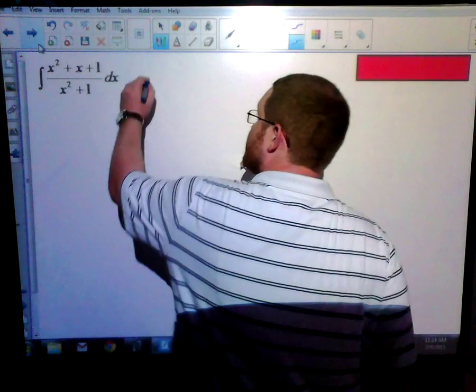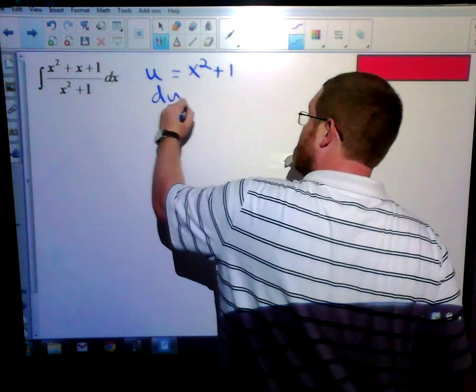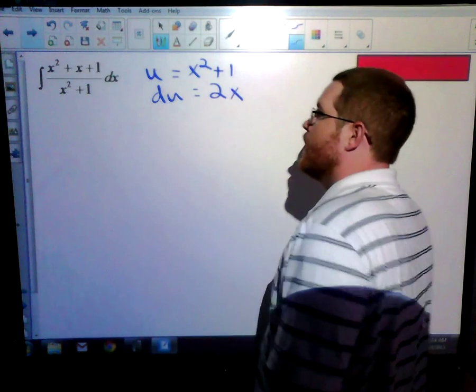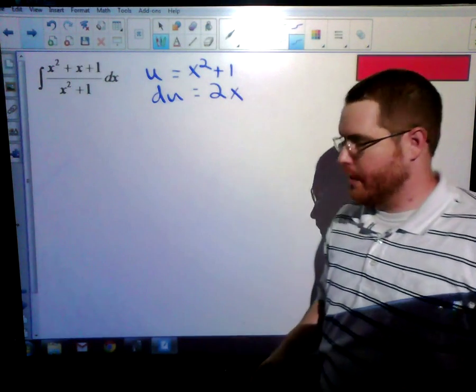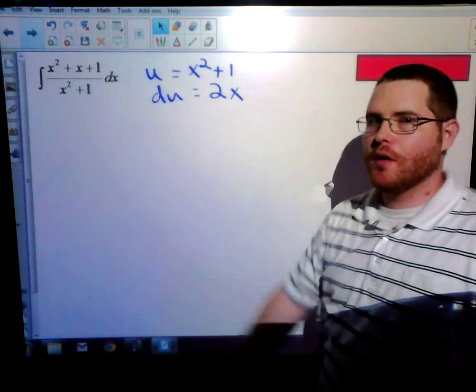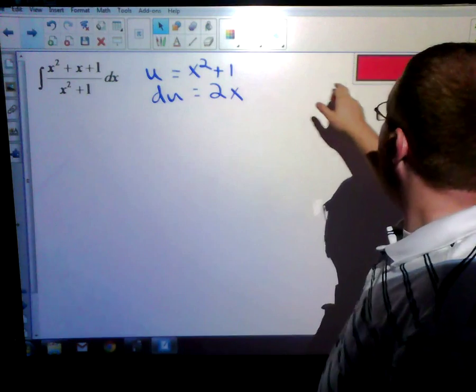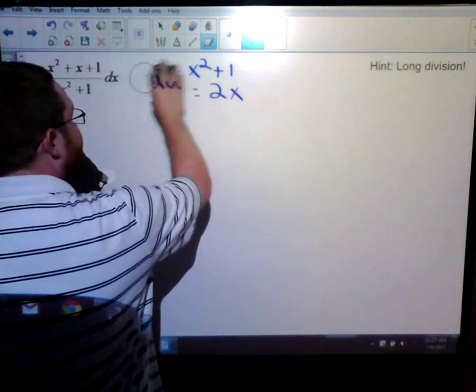Try to do it like this: call u x squared plus 1, du is 2x. I have an x squared plus x plus 1, and I need just a 2x. I can't do that. So what do you think I'm going to do? What does that bar mean to do? That bar means to divide. So I've got to divide this problem out.